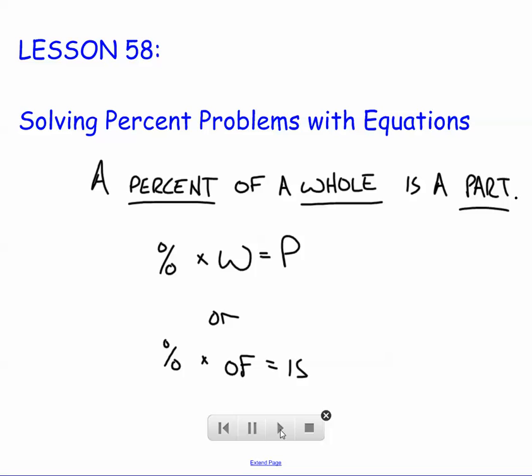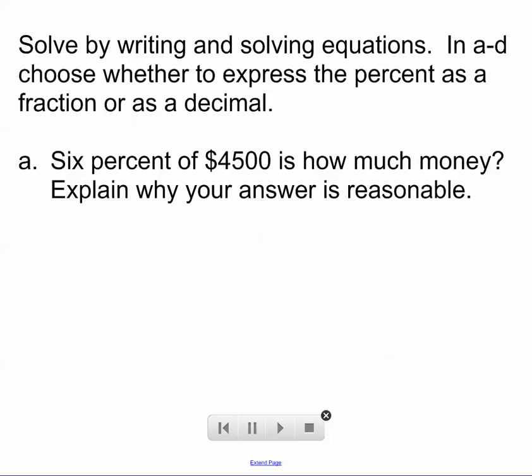Some of you might have learned this already. Percent times of equals is. So percent of a number equals what it is. Those keywords of and is are easy ways to identify the parts that you need out of the statement. Okay, so we're going to solve by writing and solving equations in A through D. We're going to choose whether to express the percent as a fraction or as a decimal, because it really doesn't matter. You've got to choose one or the other, but they'll both get you the same answer. It's just sometimes a fraction is easier and sometimes a decimal is easier.